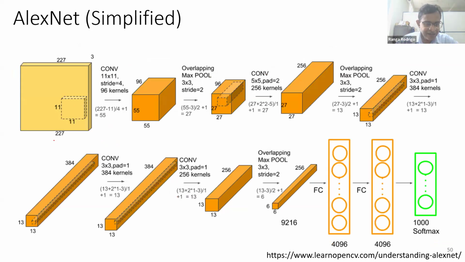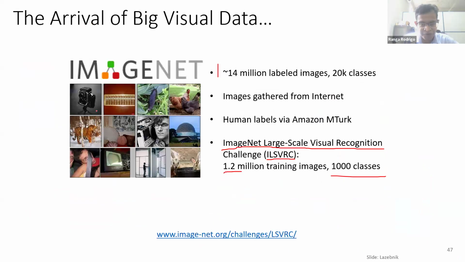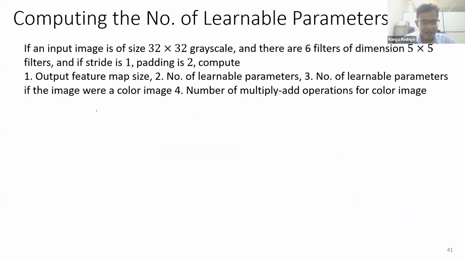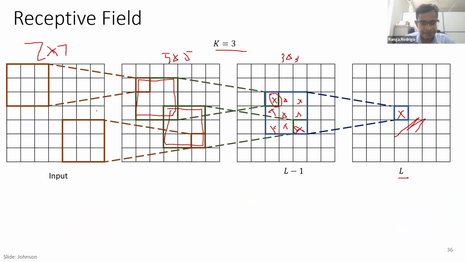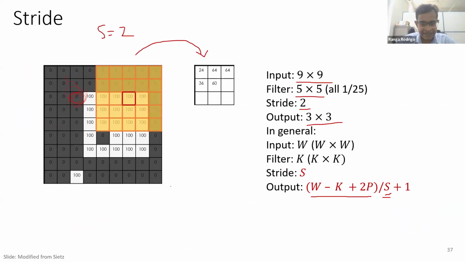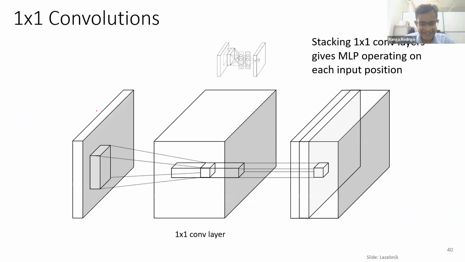Now you can see there are 227 by 227 images and 11 by 11 convolutions. And because stride is 4, we know how to compute the output size, right? Remember the output size computation. I'll quickly show you that slide so that you know that we are looking at the same concepts again and again.